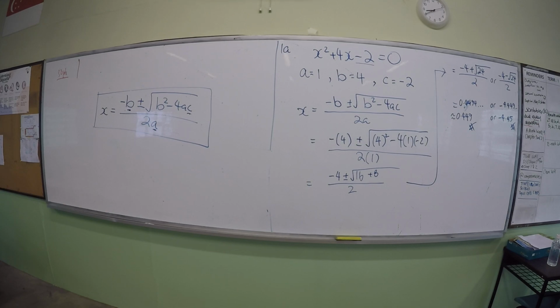Okay, so for the formula, the challenge is identifying what is your A, what is your B, what is your C, and also remembering the formula. Okay? Try 1B on your own, 1C on your own.